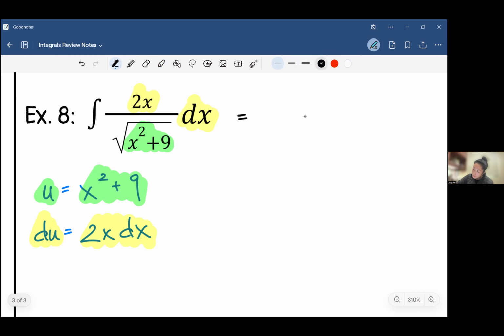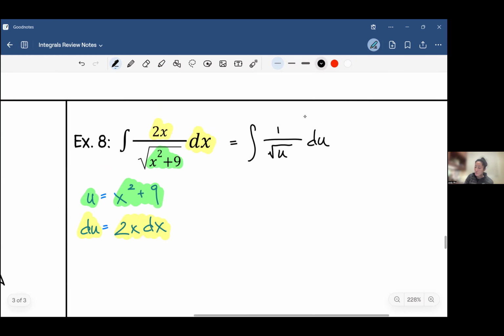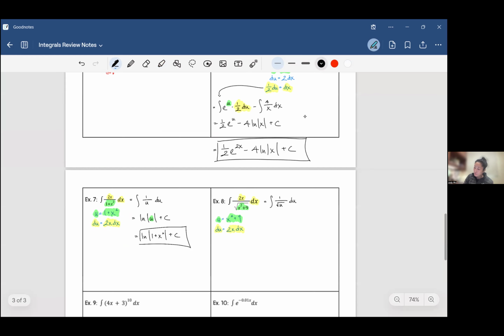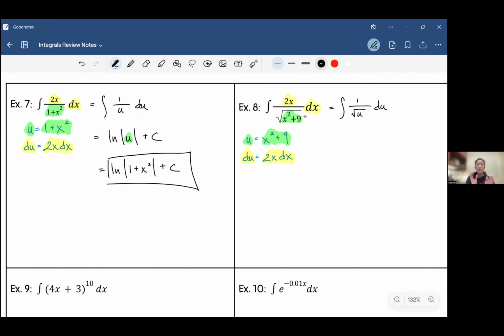All right, let's make our substitutions. We're going to end up with the integral of 1 over the square root of u du. Now let me just zoom back out for a moment and compare 7 with 8. When I was writing these examples, I was choosing carefully because I don't want us to say, oh, it's a natural log in number 8 just because it was in number 7. The reason why number 7 was a natural log is because that power of u is 1. The power of u is not 1 here, so I can't use natural log, okay?